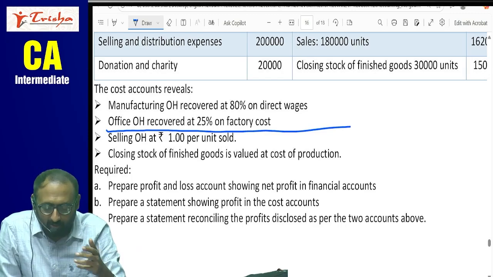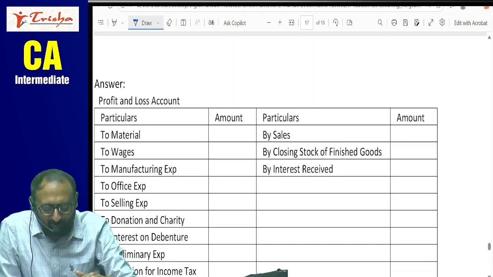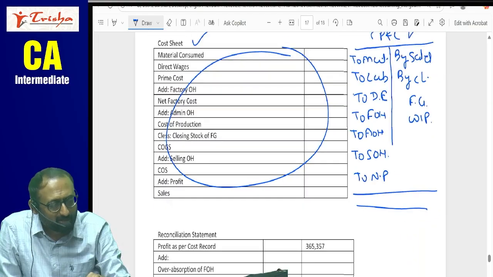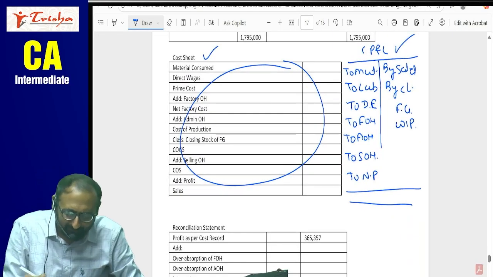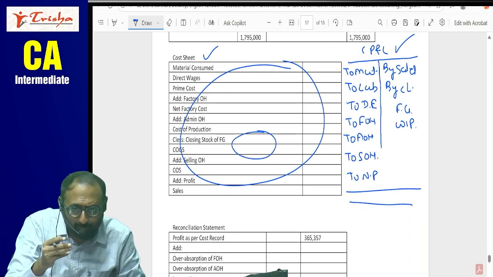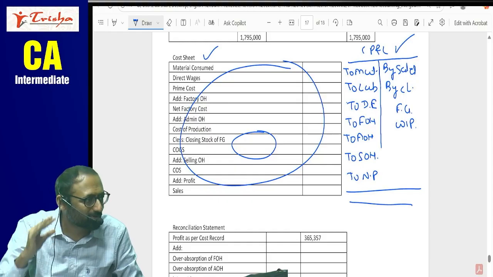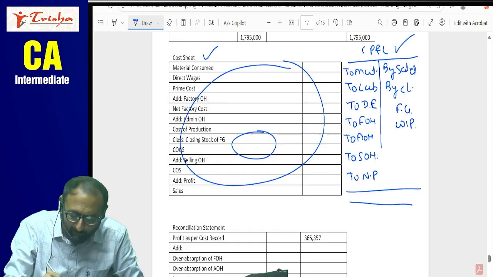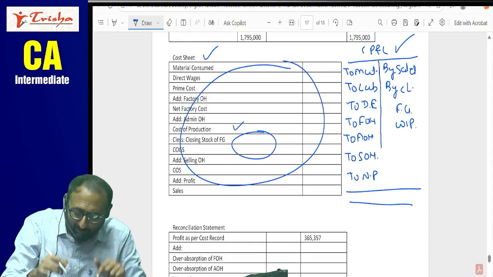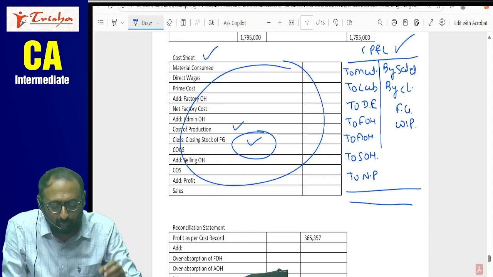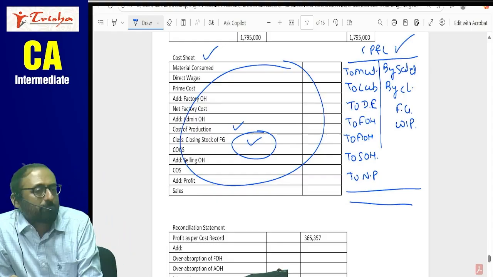Sir, you cannot calculate closing stock value without a cost sheet. Yes or no? How to calculate closing stock? We have calculated it: production cost upon production quantity, multiplied by closing stock quantity. So for calculation of the value of closing stock of finished goods, you compulsorily have to prepare this cost sheet.